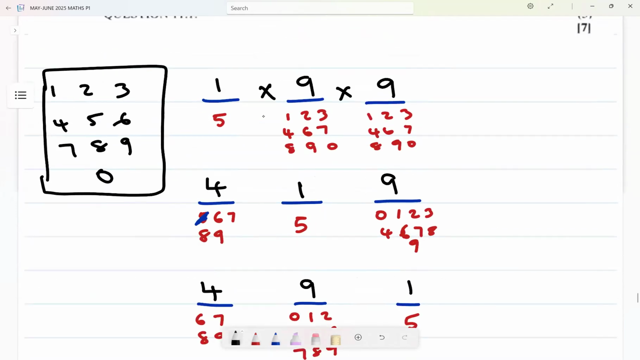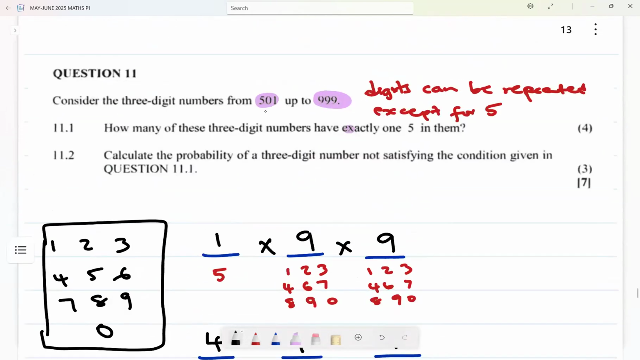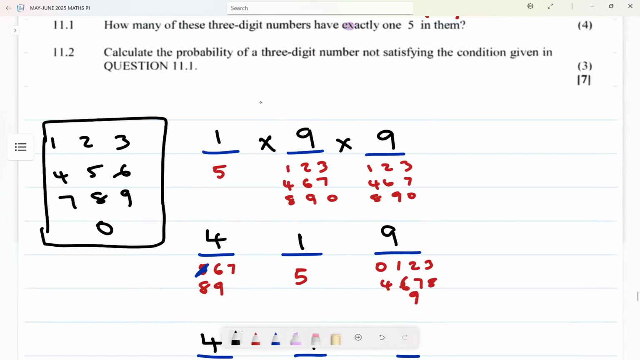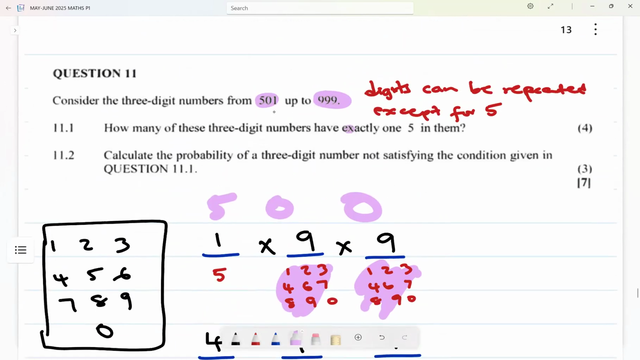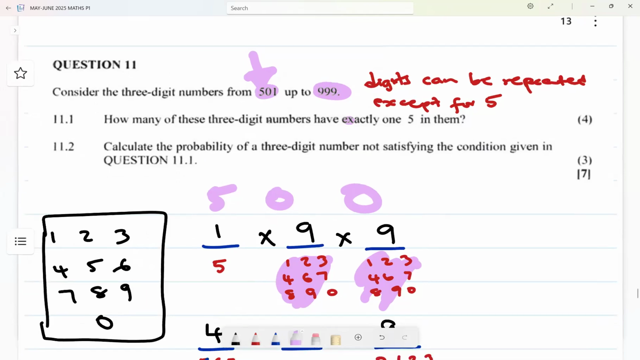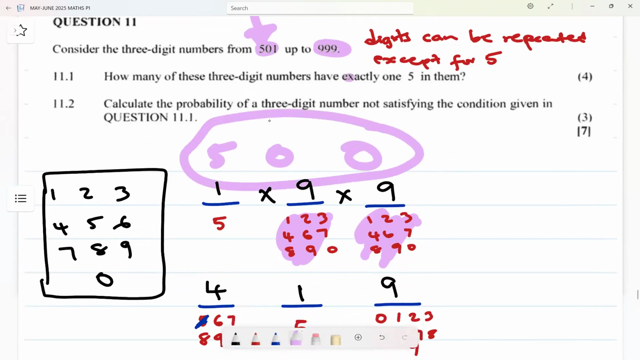But I want you to take note of something, guys. If this number was to be 0 here, let me erase this. If this number was to be 0 here, it's going to be 50, and if this number was to be 0 here, the code will be 500, and that will not happen. Why will it not happen? Because it should start from 501. So I should take out this option, that is 500. So I should take out 500 as a code.